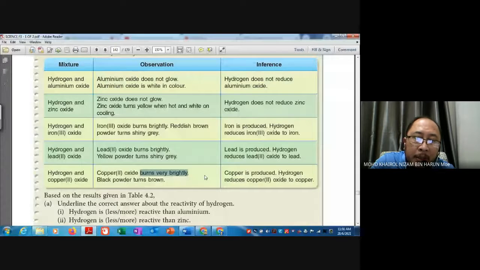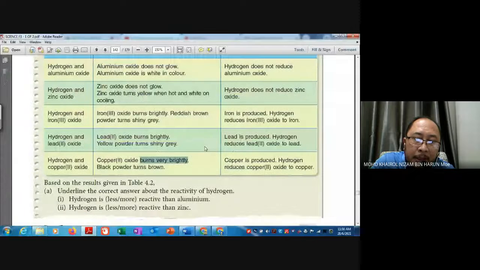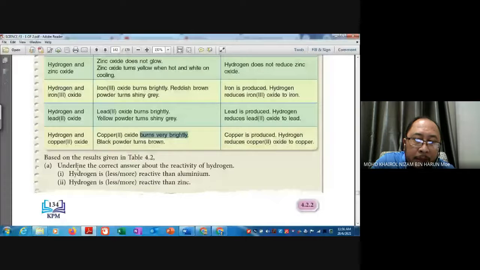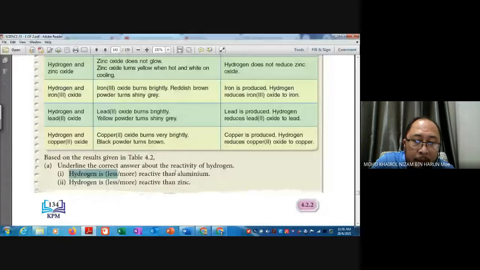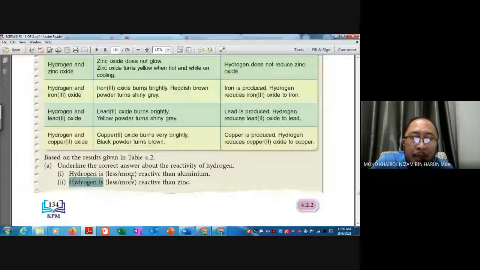So based on the observations and this experiment, we can say that hydrogen is less reactive than aluminium. The second one is that hydrogen is less reactive than zinc.